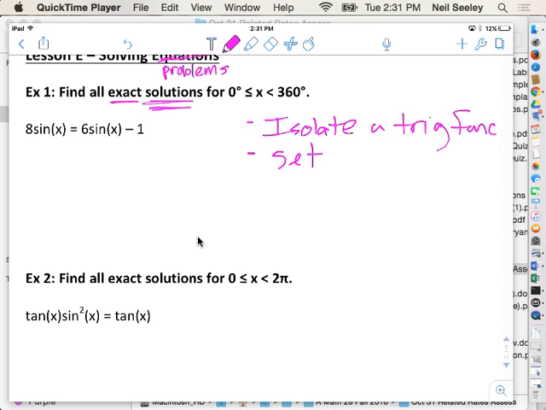Set it equal to 0, and factor is another one that we love. And then each factor you set equal to 0. These are the rules of solving that save lives.